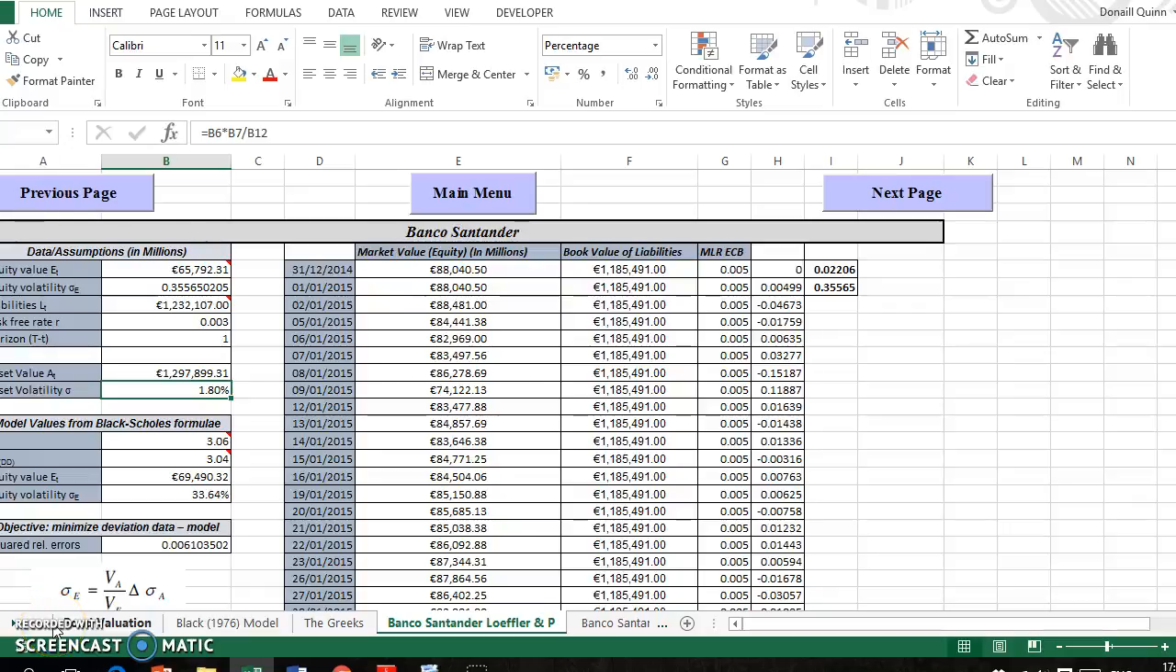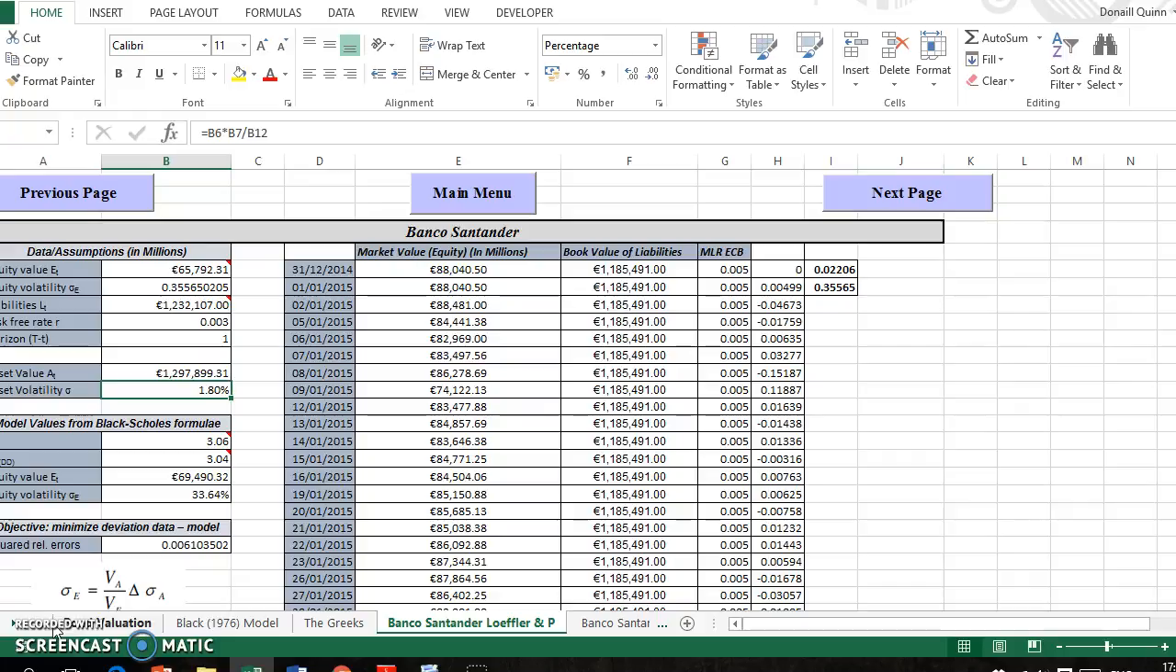In this sheet, I set out to estimate the probability of default for Banco Santander using the latest available data from the previous year, 2014 to 2015. The book value of liabilities are found on Google Finance, and equity values downloaded from DataStream. The risk-free rate used was the ECB interbank lending rate and time horizon of 1.